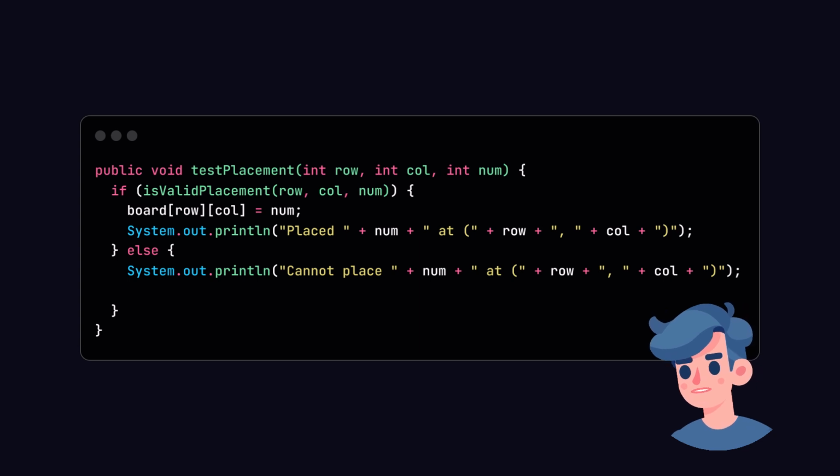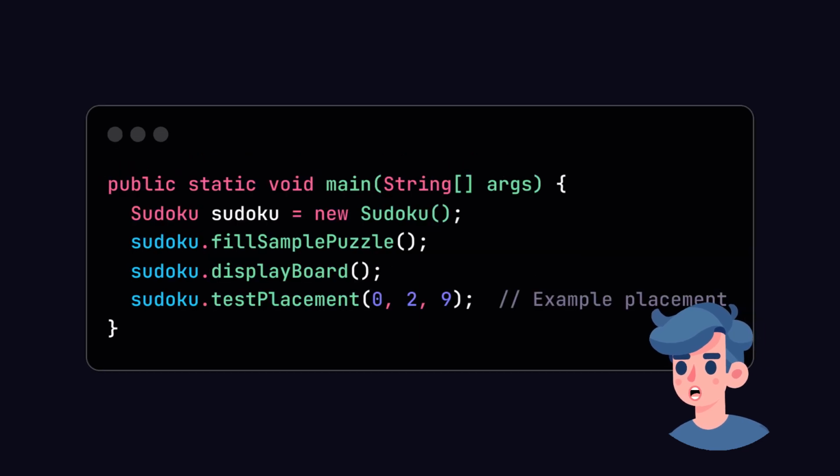To test this method, we will implement a simple function that tries to place a number on the board and prints the result. You can call the testPlacement method from the main method, trying to place numbers at different positions to see if they are valid or not. This will help you get a feel for how the Sudoku rules work.